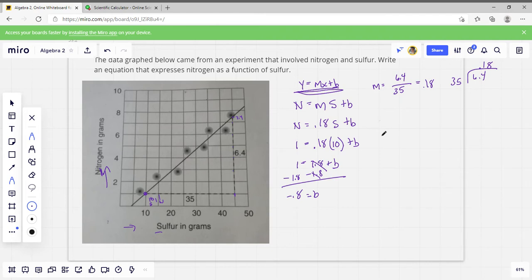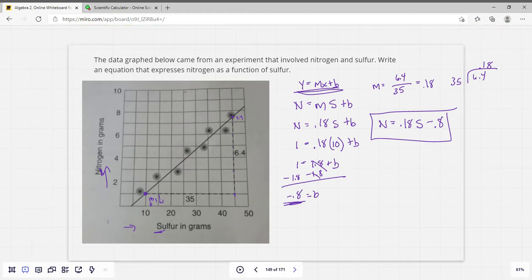All right, so our y is n equals, our m is 0.18, so that's our slope. Our x value is s for sulfur. And then our b is our y-intercept, which would be minus 0.8. And there's that one. Now, the hard part about these is estimating where this line is crossing. So, like that's 7.4. So these aren't always going to come out exact. As long as you have something close, I'm okay with that.